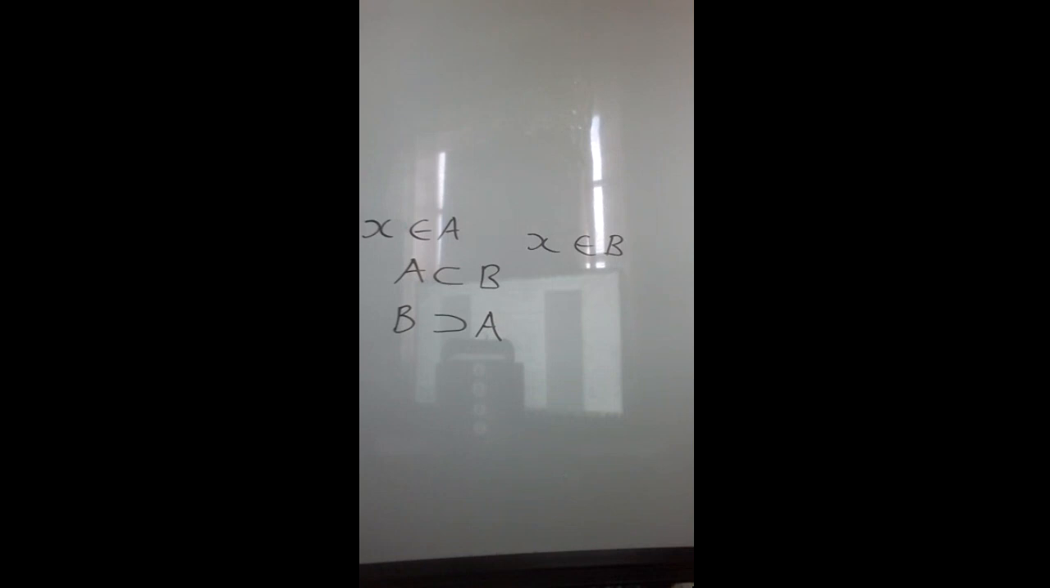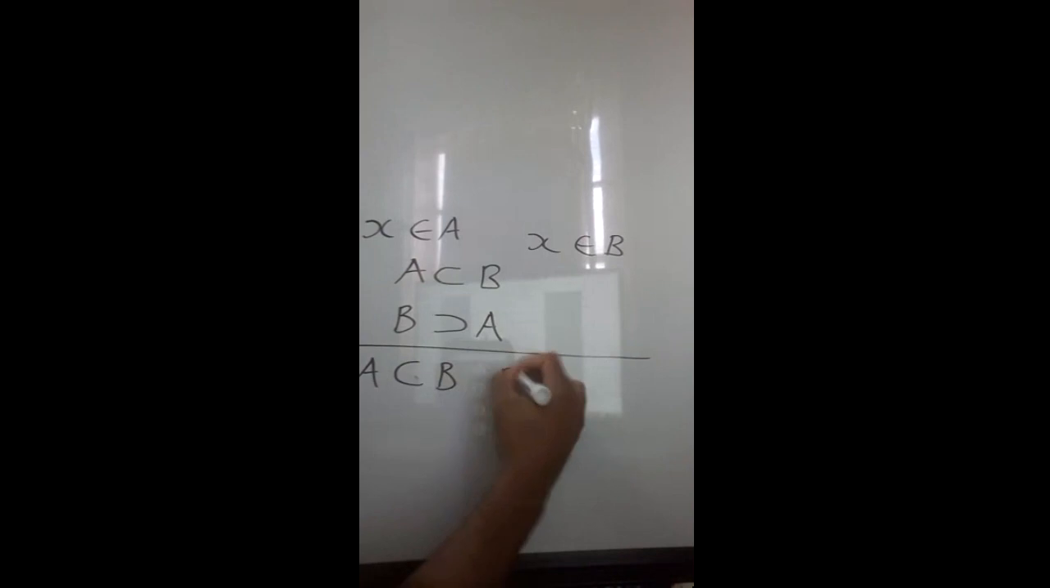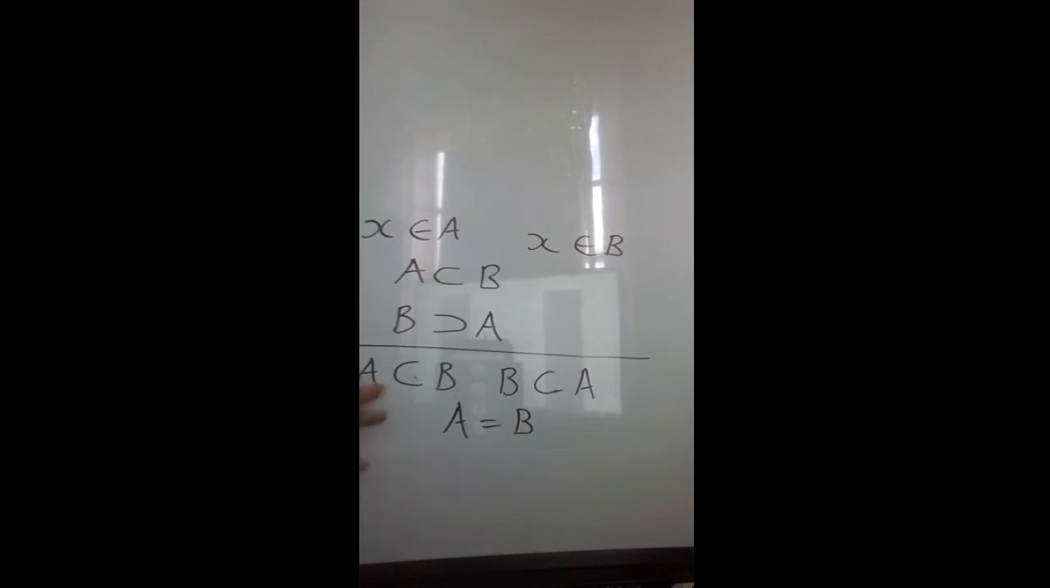Number two. Two sets A and B are equal if A is a subset of B and B is a subset of A. So two sets A and B are equal if they are subsets of each other, and of course that is denoted A equal B.